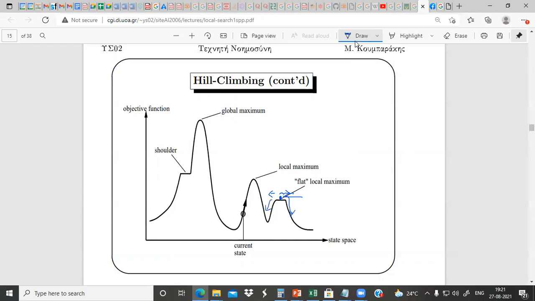But for example, if the current state is here, now you can allow the algorithm to go in either this direction or this direction. If you go this direction, then you are unlucky, it will take you down. But if you go this direction, you are lucky. Not a local maxima, you will even reach the global maxima. Right. But it all depends.